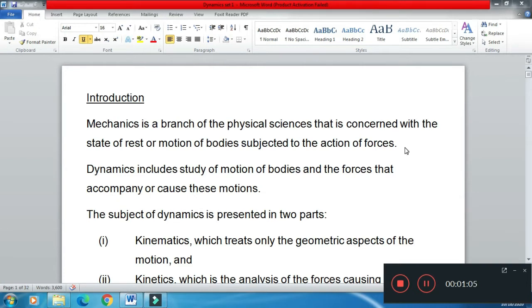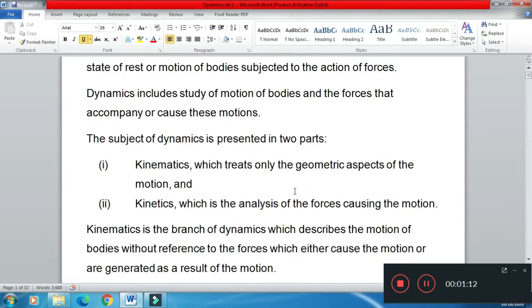The subject of dynamics has two main portions. One is kinematics and second one is kinetics. The kinematics deals only with the geometrical aspects of the motion. The motion is described only in terms of parameters, quantities such as velocity, acceleration, displacement. The forces which are creating the motion are not considered in the topic of kinematics.